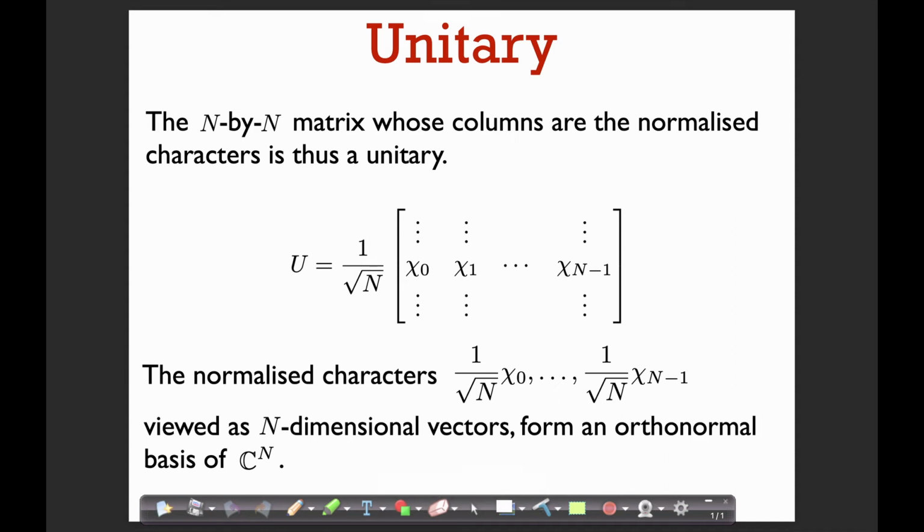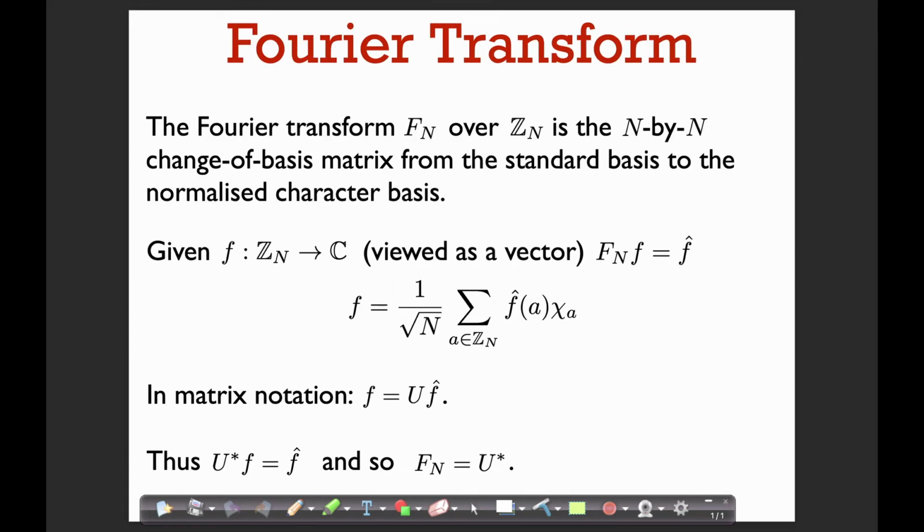Okay, so now we're very close to the Fourier transform. Okay, let's just remember what we said initially the Fourier transform was. So the Fourier transform is the change of basis matrix from the standard basis to the normalized character basis. Okay, so what does that mean? That means that the Fourier transform, Fn, is the matrix that takes a vector f to a vector f hat, which represents f in the character basis.